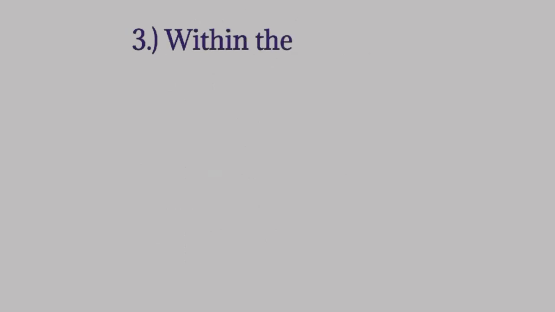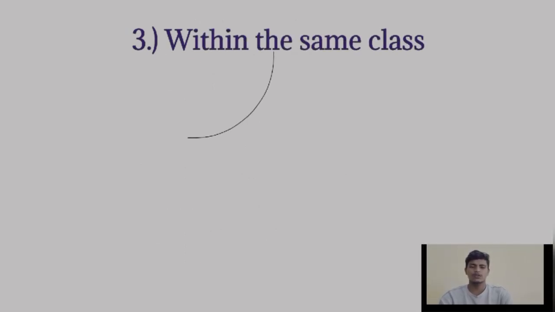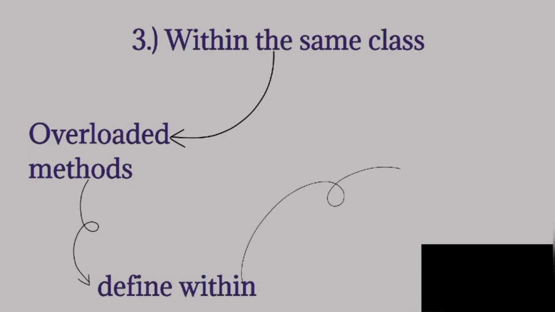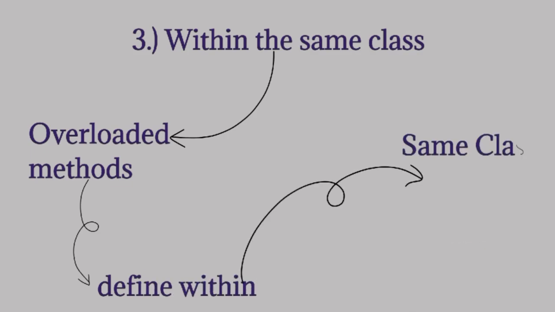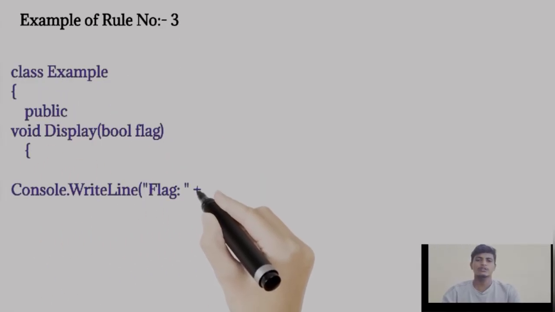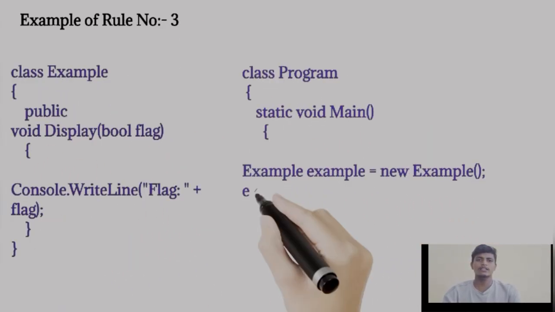And the last rule of overloaded methods is within the same class. That means overloaded methods should be defined within the same class. In the example, both the show methods are overloaded within the same class.